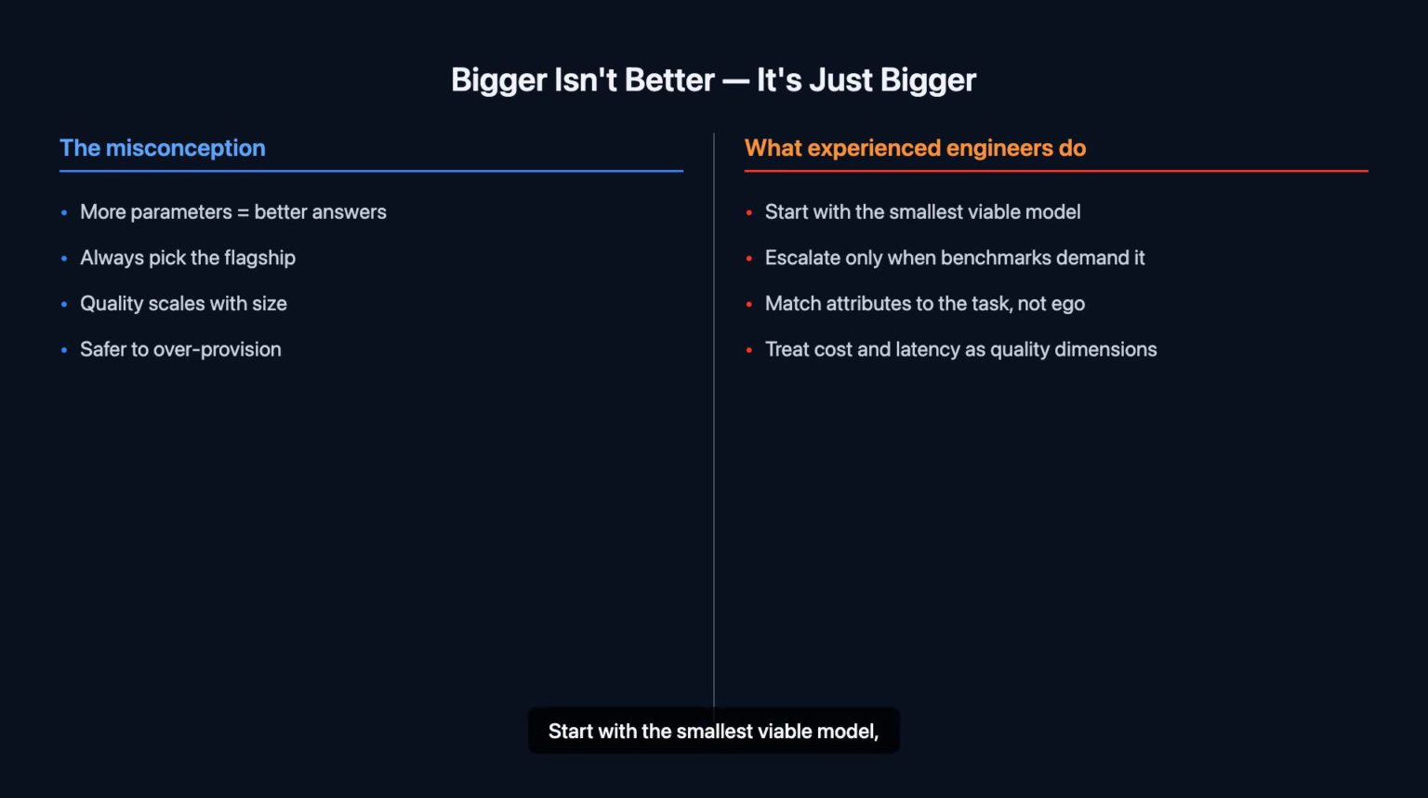Start with the smallest viable model, escalate only when benchmarks demand it, match the model's attributes to the actual task, and treat cost and latency as quality dimensions in their own right. A model that's 2 times slower and 5 times more expensive for the same output is, from a system perspective, a worse model.